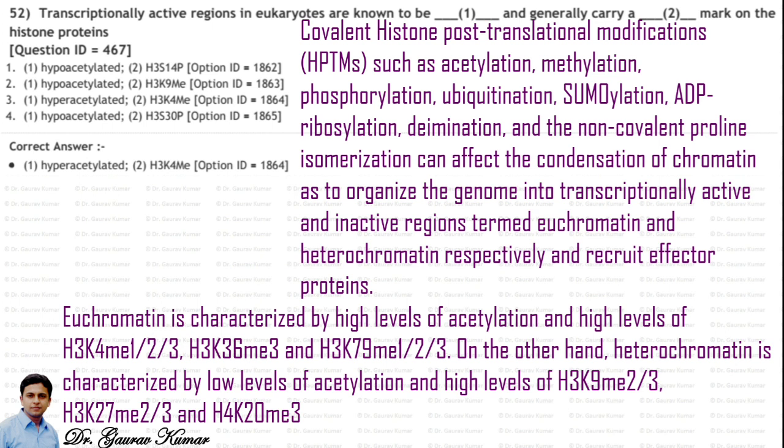H4K20me3. So you just have to make a table, and on the left-hand side write euchromatin, on the right-hand side write heterochromatin. For euchromatin you write hyperacetylated, for heterochromatin you write hypoacetylated, and just write the names of these marks below that. When you draw the table, it will be easy for you to remember.